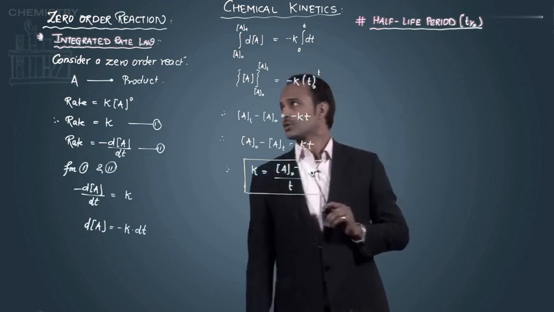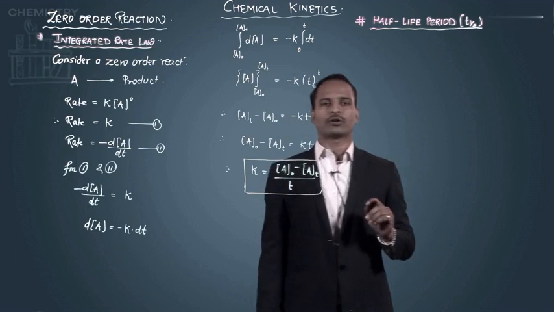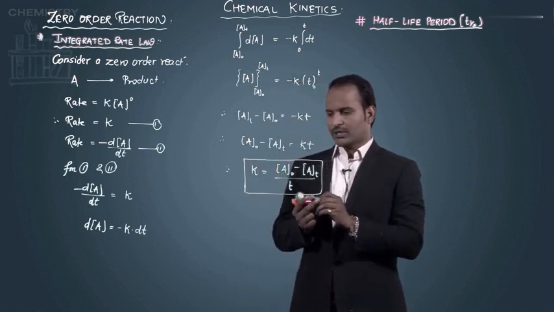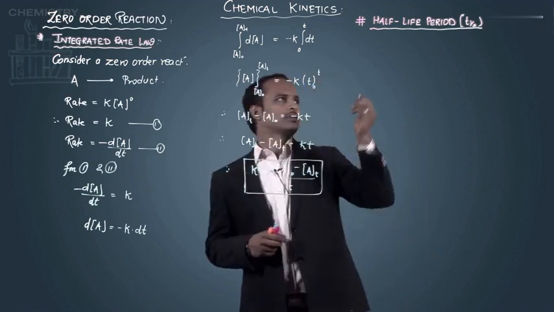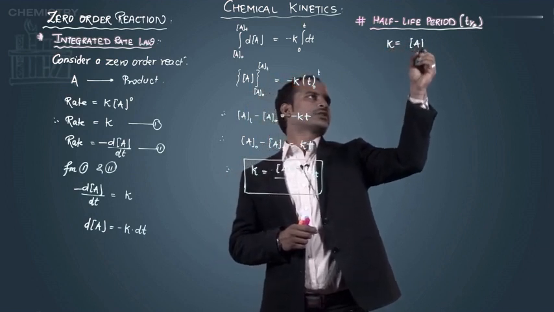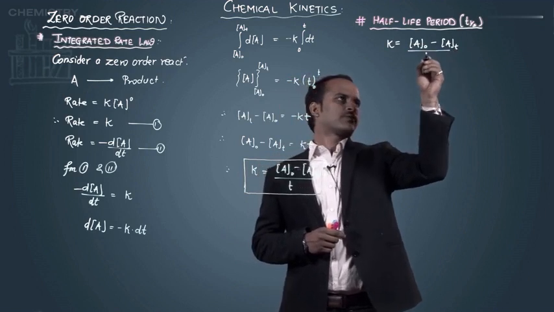So here we have to derive a formula for the half-life period of a zero order reaction. For a zero order reaction, we just derived a formula K is equal to, let's start with this formula, K is equal to A naught minus AT upon t.